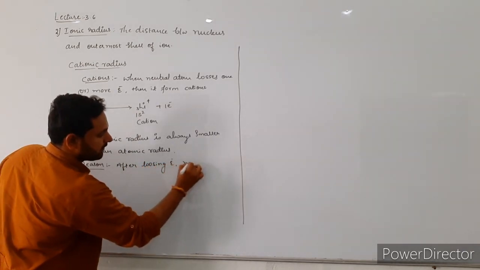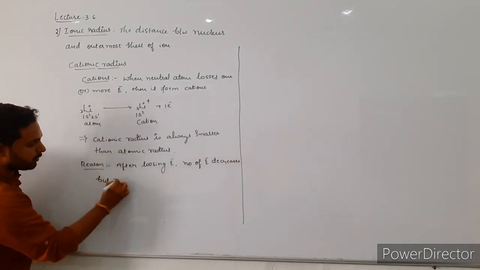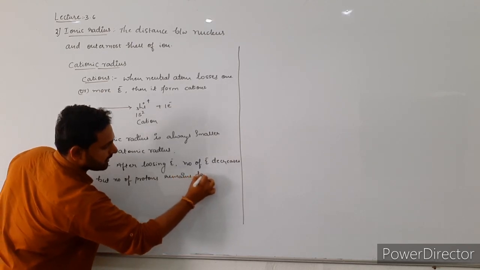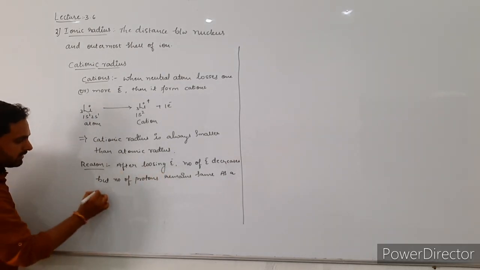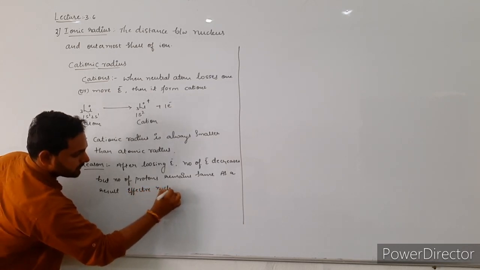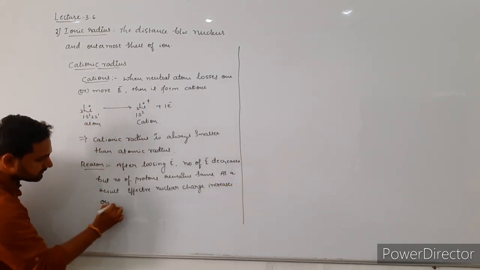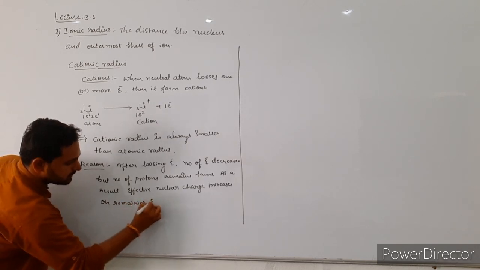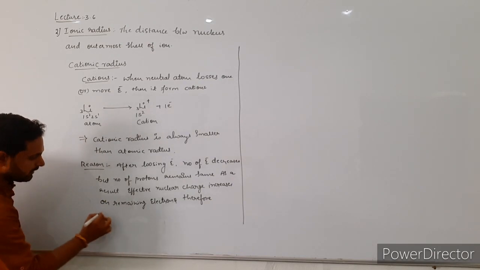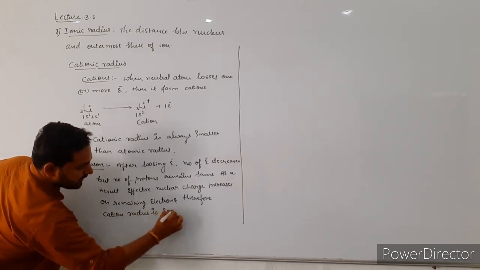After losing electrons, number of electrons decreases, but number of protons remains same. As a result, effective nuclear charge increases on remaining electrons. Therefore cation radius is smaller than atomic radius.